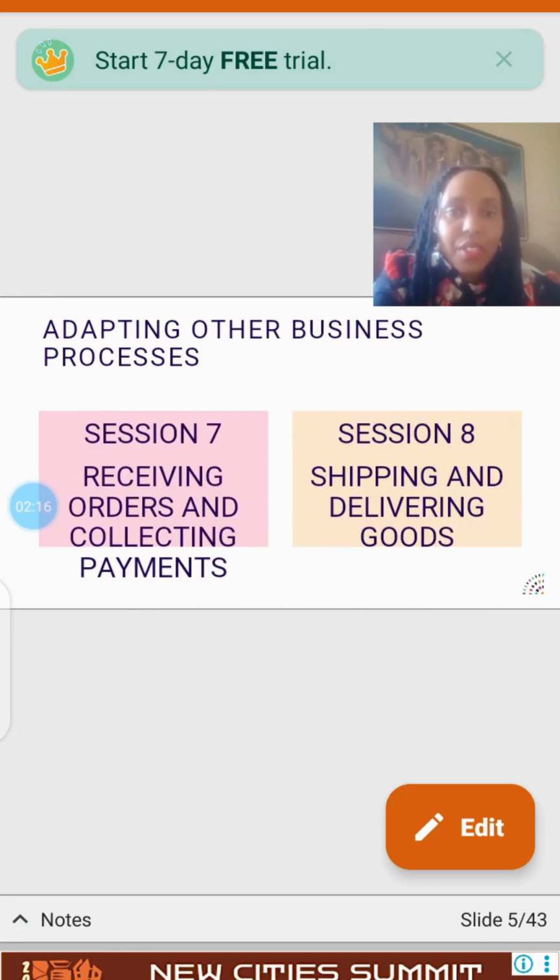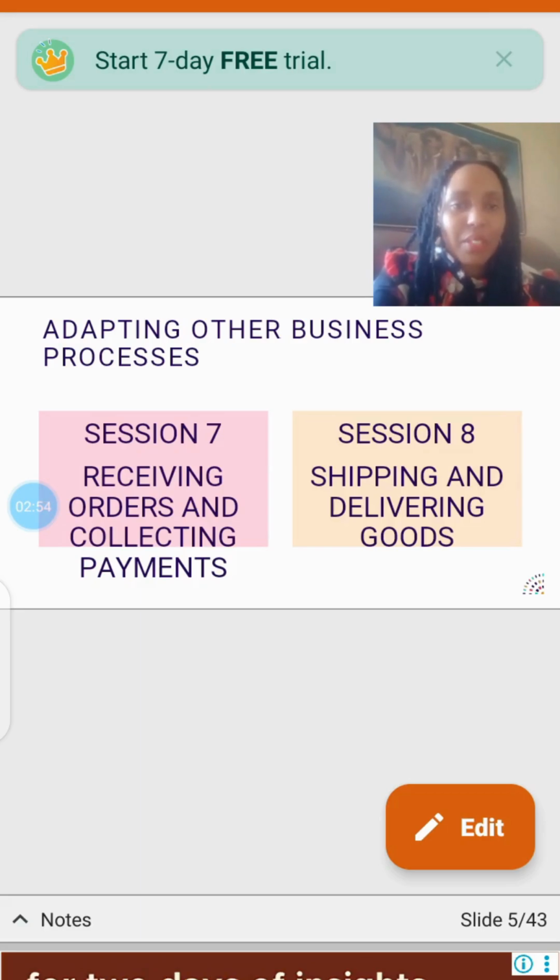So let's go to the introduction. We have said it is adapting other business processes. Session 7 is receiving orders and collecting payments, and session 8 is shipping and delivering goods. Of course, if you're doing services, for example nails or makeup, you can't ship. Shipping is just for goods. If you're selling goods, in block 2 we talked about t-shirts, and in block 3 we talked about skincare products.